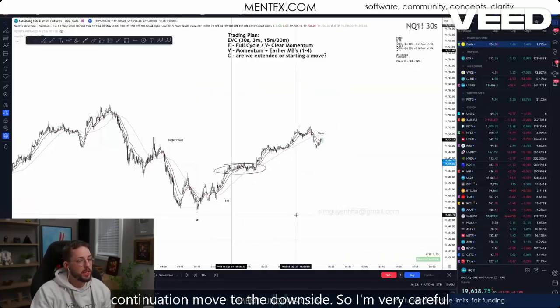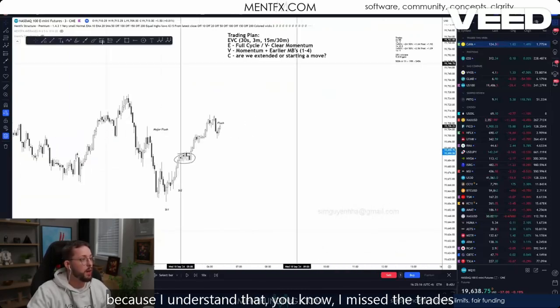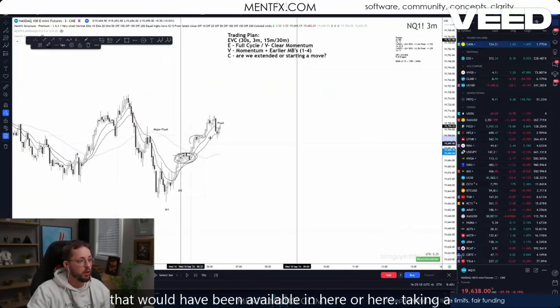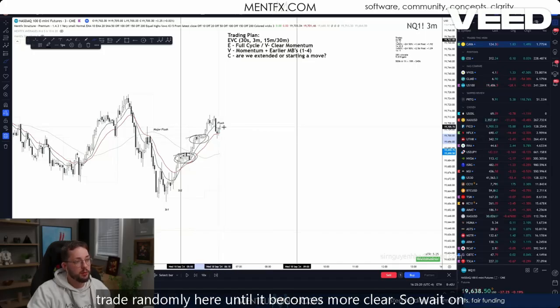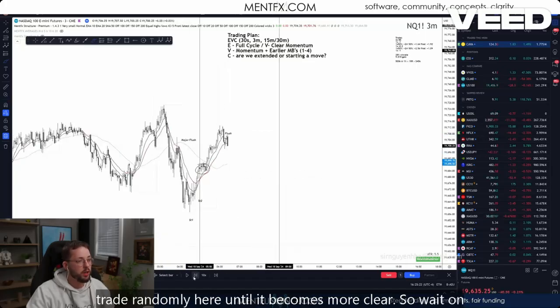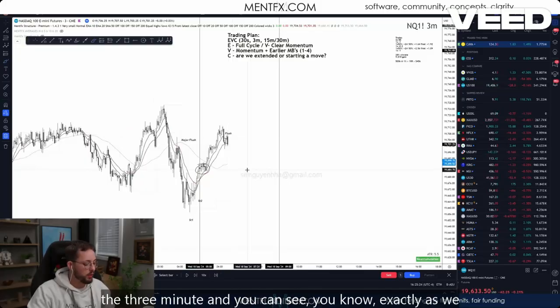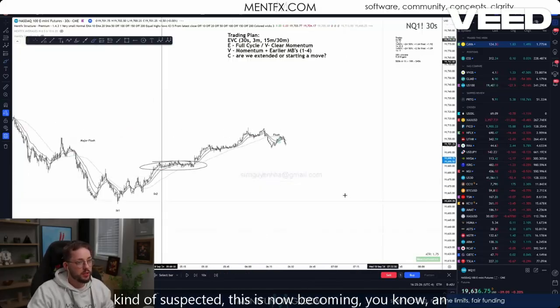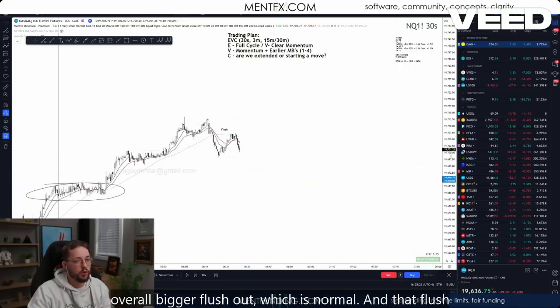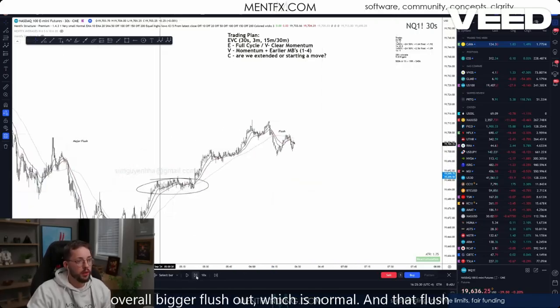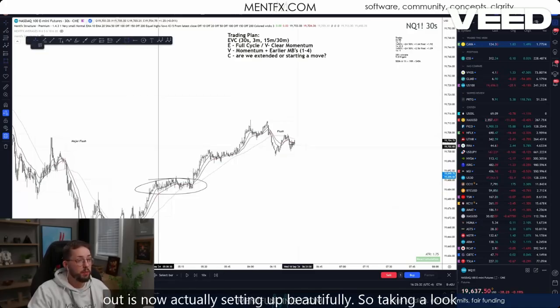So I'm very careful, because I understand that I missed the trades that would have been available in here or here, of taking a trade randomly here until it becomes more clear. So I'll wait on the 3-minute, and you can see, exactly as we kind of suspected, this is now becoming an overall bigger flush out, which is normal. And that flush out is now actually setting up beautifully.